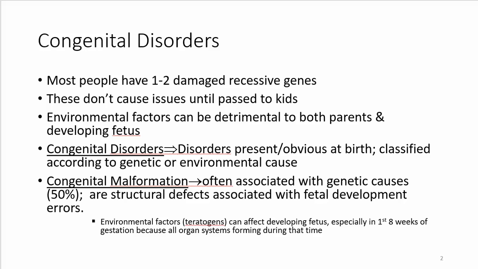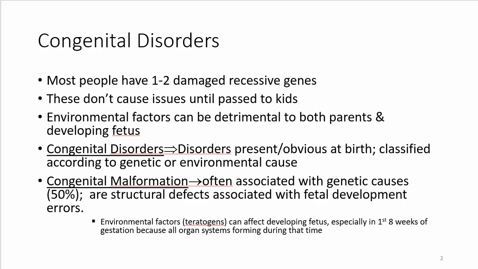Most of us have some recessive genes. Most of us have genes that are not fully functional, or that will lead to some difference in physiology, but they're not expressed. They don't really matter, except when we pass them on to our children. And if our children get 2 copies of that recessive gene, then we can end up with a disorder. So most of us are carriers of some sort of recessive gene.